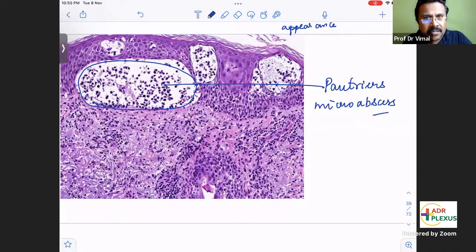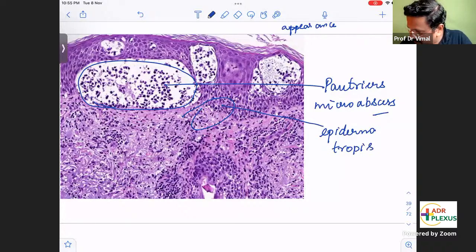Another important point to remember: in mycosis fungoides, the lymphocytes will move towards the epidermis. They are attracted towards the epidermis. And so in the squamous epithelium, you can see a lot of lymphocytes in the epidermis. This mechanism is called epidermotropism. Very good. Epidermotropism.